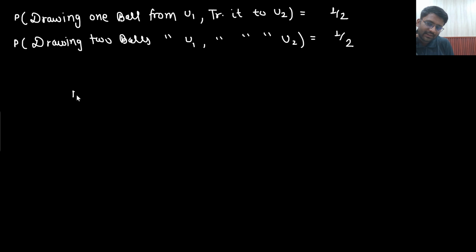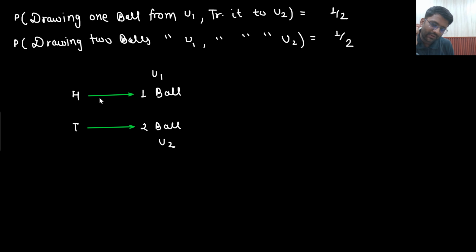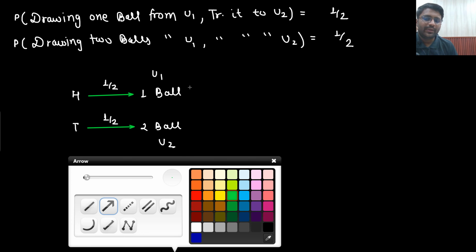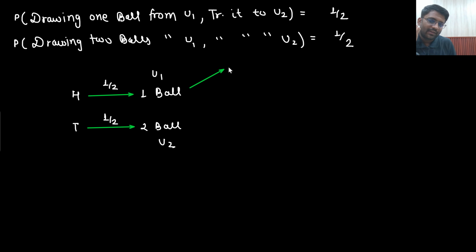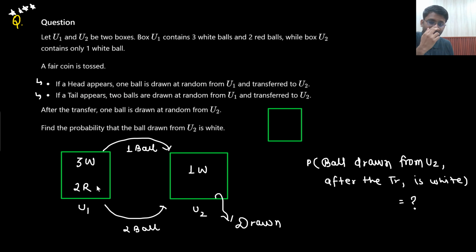The scenario is that, sir, either you will get a head or you will get a tail. When you are getting a head, you are going to draw one ball. And when you are getting a tail, you are going to draw two balls. All this process is going from U1, and then from U2 you draw a ball. Corresponding probabilities are half only. Now if I draw one ball, the ball could be either white or it could be red.